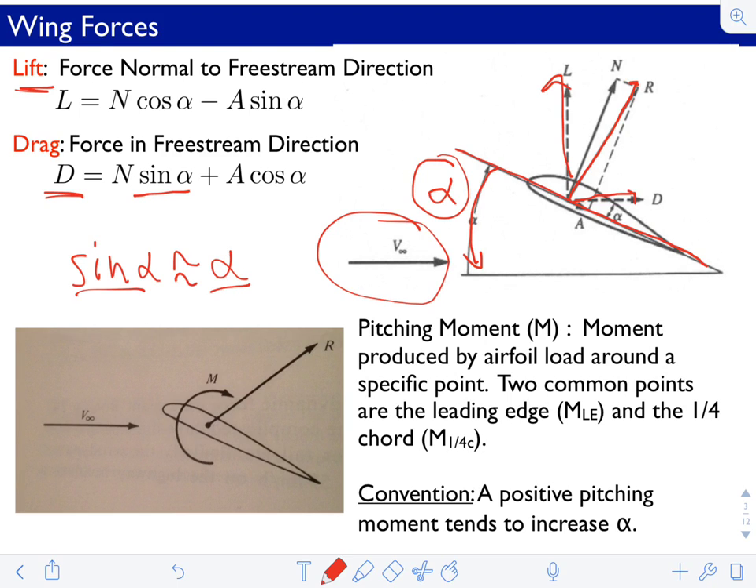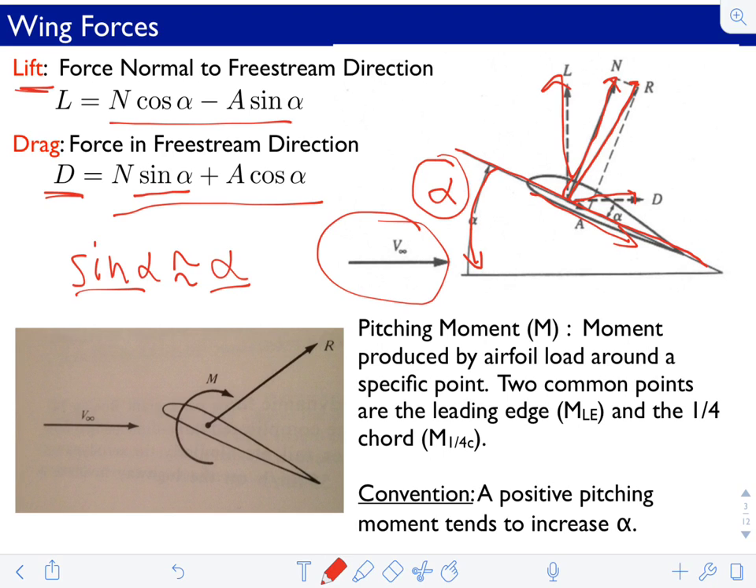We have lift normal to the free stream flow. We have drag parallel to the free stream flow, and we can write these in terms of two components: N, which is a force normal to the chord line, and A, which is the force component parallel to the chord line here. And we can write L in terms of N and A, and D in terms of N and A, and vice versa.